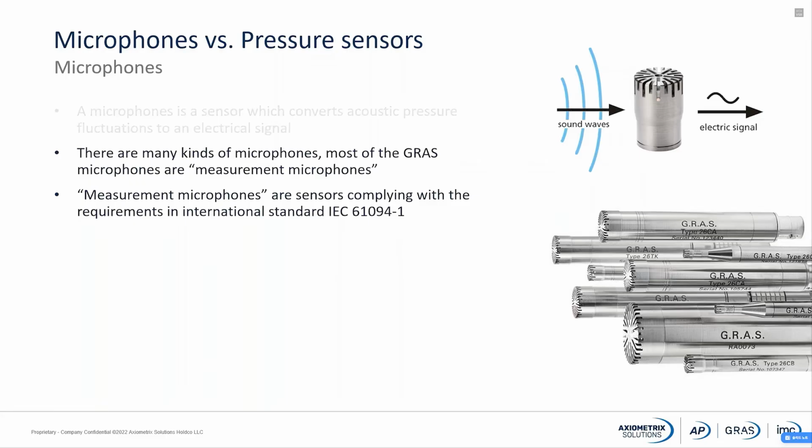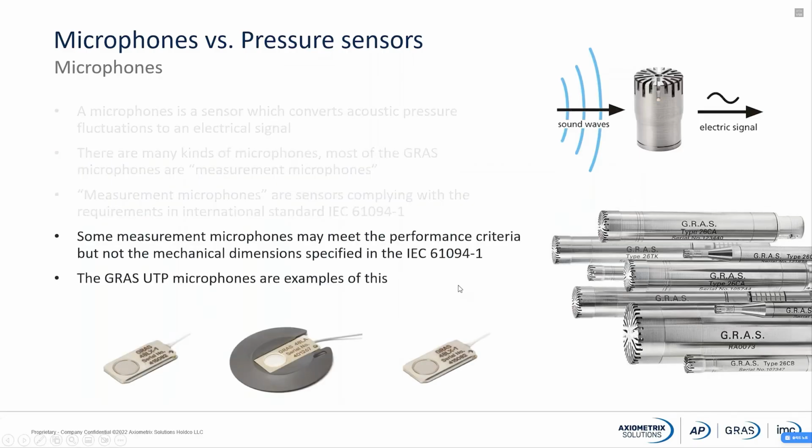61094-1. And you can see a number of examples out here where you can see different types of pencil-like microphones. There are also some other microphones, and if they do not meet all the specifications, only the performance criteria, but not the mechanical dimensions that is specified in this IEC standard, then we call them sort of a measurement microphone, but they have a different form factor. And this is an example of that.